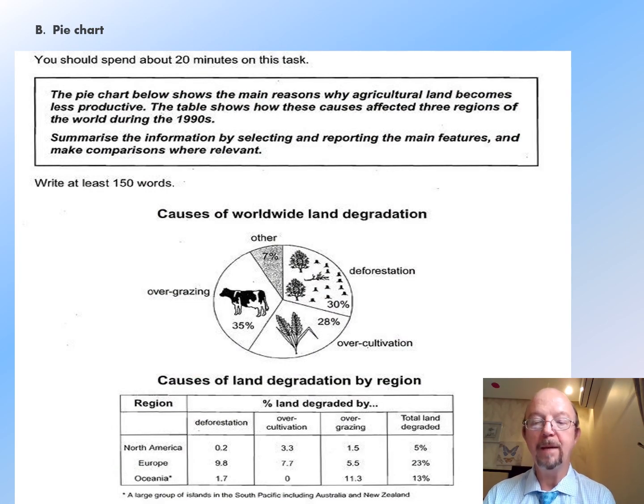Another type of question that can be posed in the IELTS exam in Task 1 of Writing for Academic is, of course, to write about a pie chart. Here you need to describe the causes of worldwide land degradation and the causes of land degradation by region. So both of these visual items must be described. You should talk about the pie chart, and it can also be combined with a table like this one, and information regarding figures, percentages, and numbers must be included in your answer.